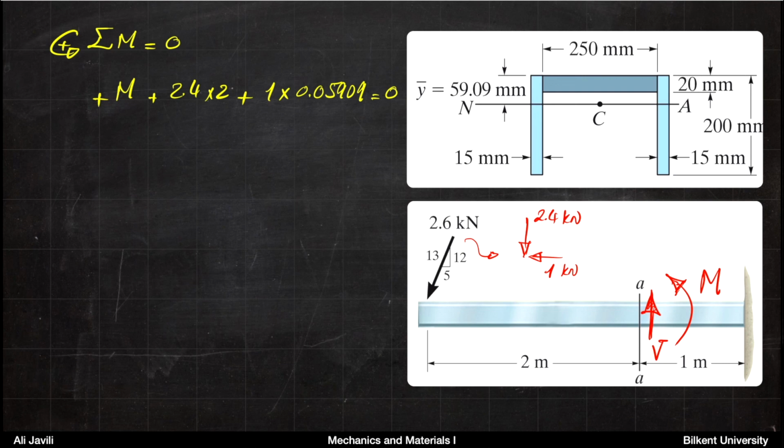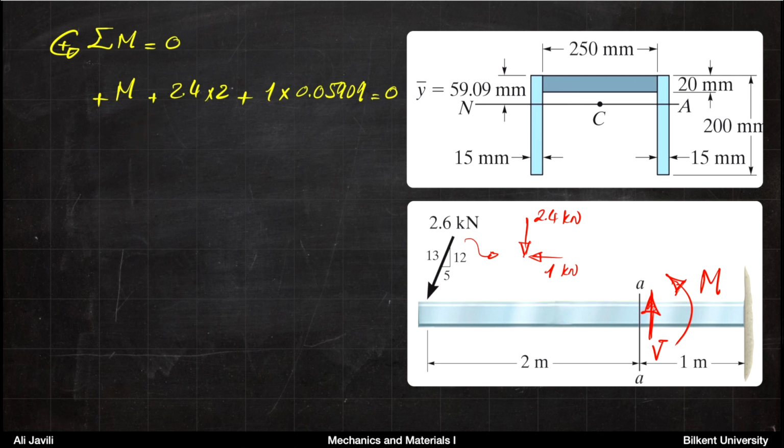Then you have the distance 2 meters times the vertical component of the force. That's 2.4 times 2. So 2.4 is the vertical component of the force. 2 meters is the distance. Again, that will also cause a counterclockwise moment. So it comes also with a plus.